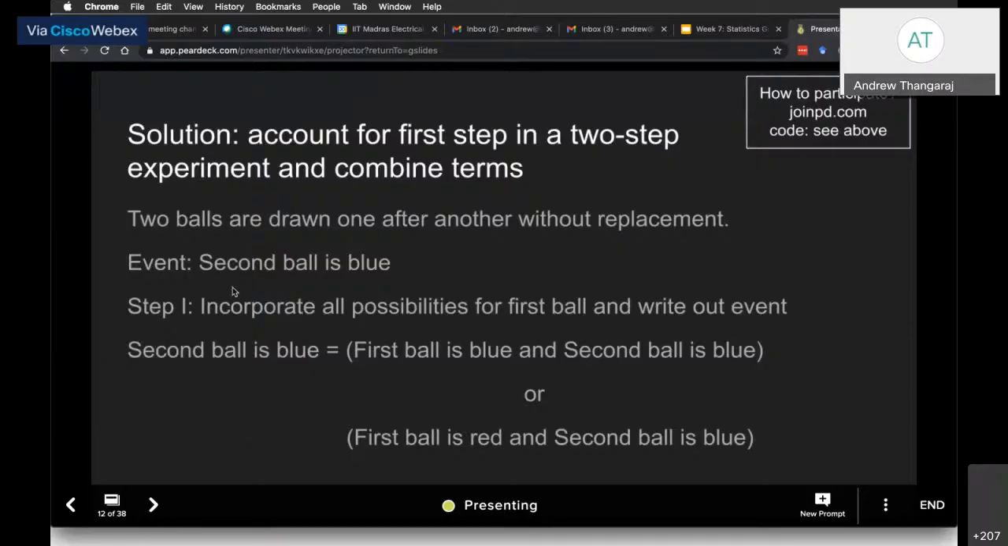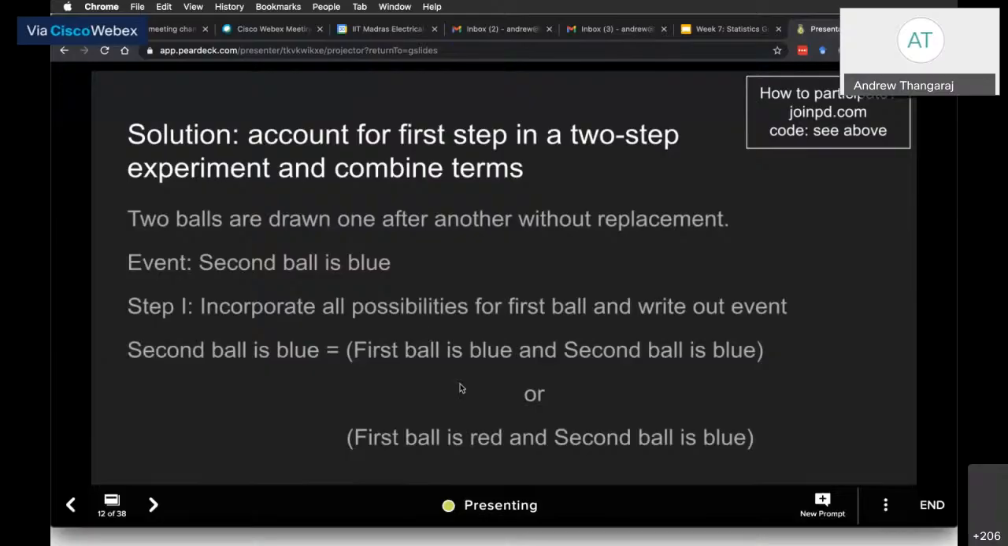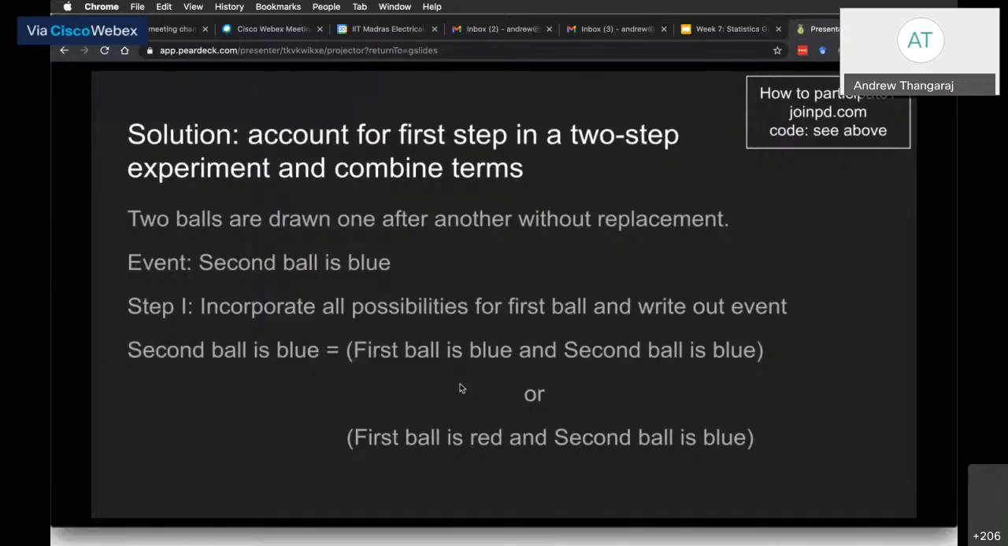So the situation is quite clear. The event is: second ball is blue. The first thing you have to do is see there are two balls. First ball is drawn, second ball is drawn, and you have to incorporate what happens to the first ball and write out the whole event in a complete way. So properly you have to write it down. First ball happened first, only then the second ball happened. Without knowing what happened to the first ball, you're not going to be able to do any probability calculation of the second ball.